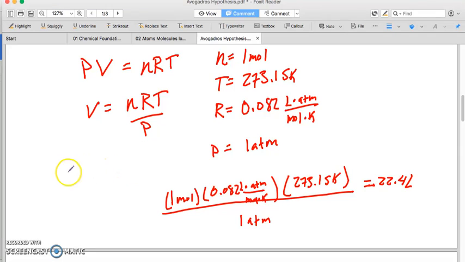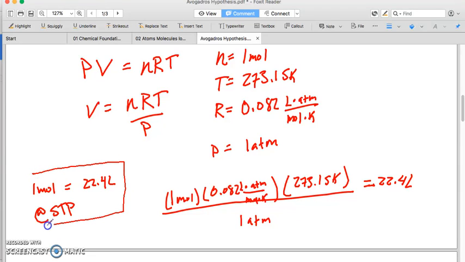22.4 liters. So 1 mole of an ideal gas at standard temperature and pressure is 22.4 liters. You're going to need to know this identity throughout the rest of the course. So 1 mole of an ideal gas equals 22.4 liters. And this is at standard temperature and pressure, at STP. Okay? Keep this in mind throughout the rest of the course. It will make some mathematical calculations for you easier.